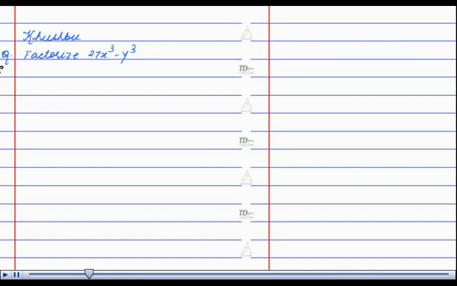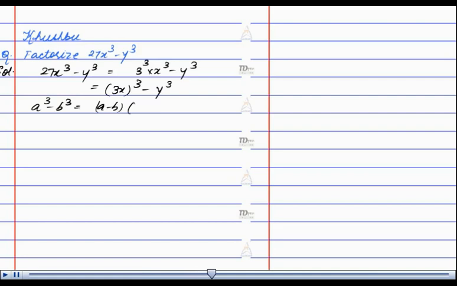Here 27 can also be written as 3 cube. Therefore the expression becomes (3x) whole cube minus y cube, and we know that a cube minus b cube is equal to (a minus b) into (a square plus ab plus b square).